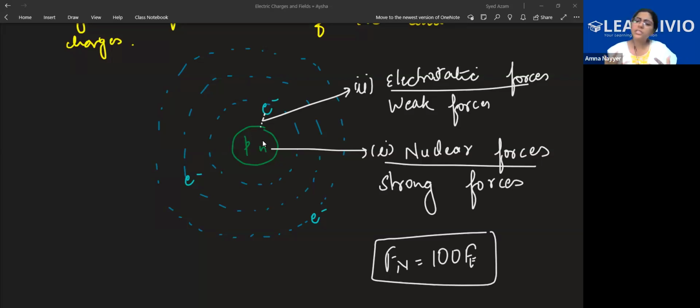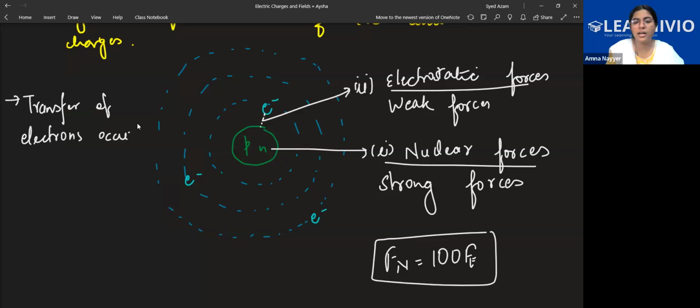Because the nuclear forces are very strong, they won't allow the proton to go out of the atom. Rather, electrostatic forces can be overcome, right? So one can keep in mind that it's the transfer of electrons. This method of transfer of electrons from one atom to another is referred to as charging. If you see the term charging in your NCERT textbook, it is mentioned a lot. As soon as you see the term charging, it means the transfer of electrons.